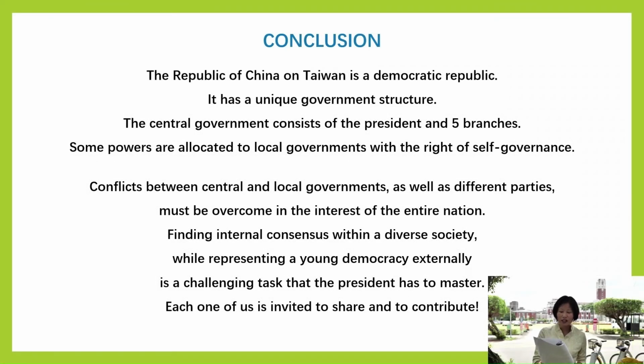So in conclusion, what you should remember: the Republic of China on Taiwan is a democratic republic, and it has a unique government structure. The central government consists of the president and the 5 branches, but some powers are allocated to the local governments with the right of self-governance. And there can be conflicts between the central and local governments, as well as different parties. And so this must be overcome in the interest of the entire nation.